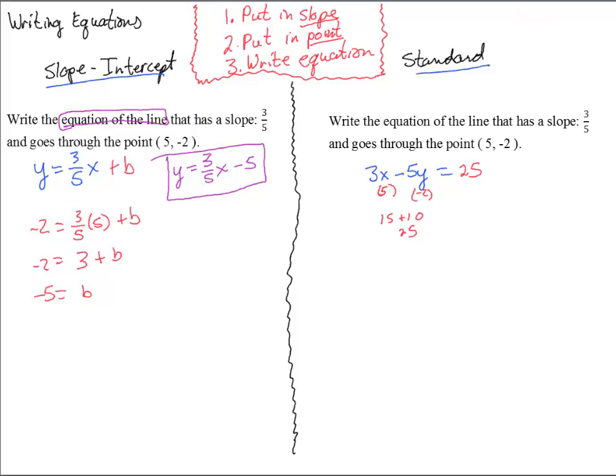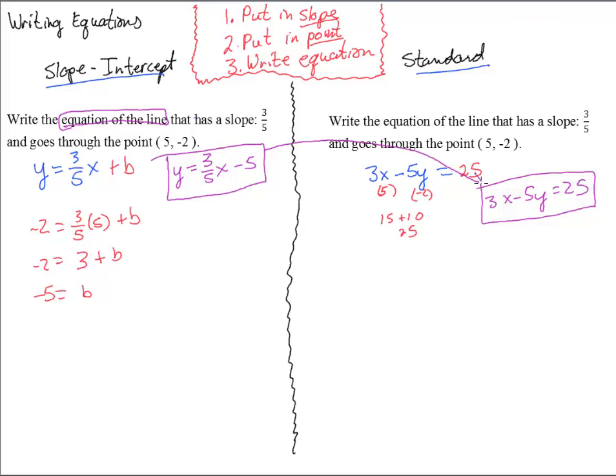So let's write out the equation. 3x minus 5y equals 25. And we can double check and say, oh, does this have slope 3/5? It indeed does. And does it go through the point 5, -2? Yes, it works. Now you may ask a question, you're like, okay, well what about this?